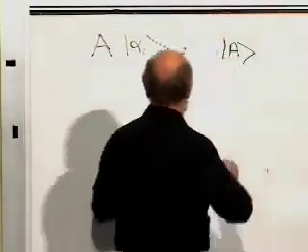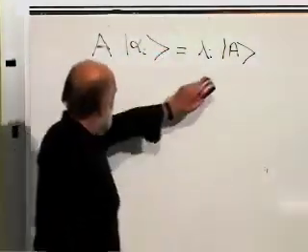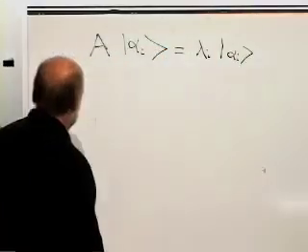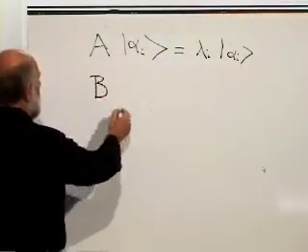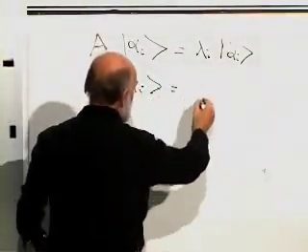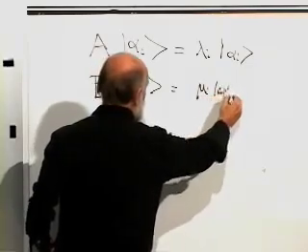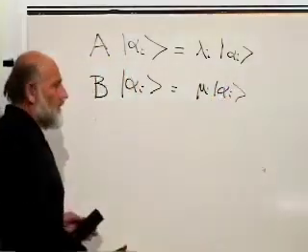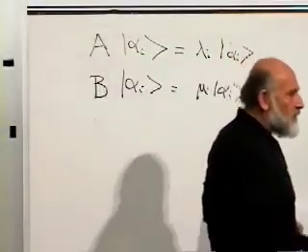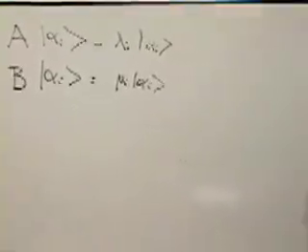A alpha i equals lambda i alpha i. This is the ith eigenvector, alpha i. And another matrix has exactly the same eigenvectors, but perhaps different eigenvalues. Let's call them mu: B alpha i equals mu i alpha i. In other words, the same set of alphas are the eigenvectors of both matrices. Then you can measure the two quantities simultaneously, if they have the same eigenvectors.